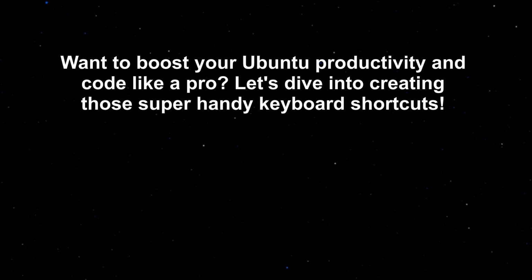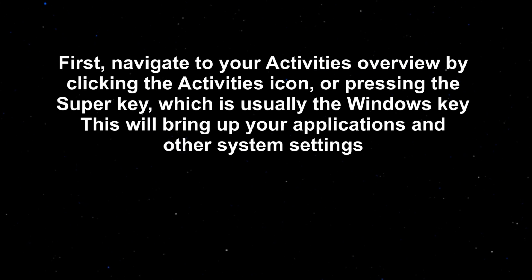Want to boost your Ubuntu productivity and code like a pro? Let's dive into creating those super handy keyboard shortcuts. First, navigate to your Activities overview by clicking the Activities icon or pressing the Super key, which is usually the Windows key. This will bring up your applications and other system settings.